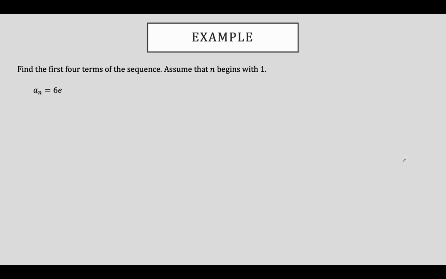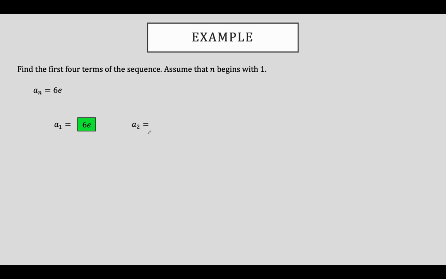One more. Find the first 4 terms of the sequence. Assume that n begins with 1. Here we have a sub n is equal to 6e. This is an interesting one, right? So what would be the first term? Well, the first term would be a sub 1, and that means we need to plug in 1 wherever we see an n. Well, there actually isn't an n in this sequence, which means I don't have anywhere to plug in a 1, meaning I'm going to get out 6e. That is going to be the first term in the sequence.